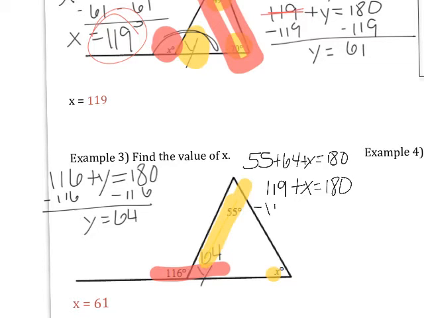All right, so we subtract 119 to get x alone. And x is equal to, take a wild guess, what is 180 minus 119? If you said 61 without even having to think about it, good job. So that means this value here is 61.